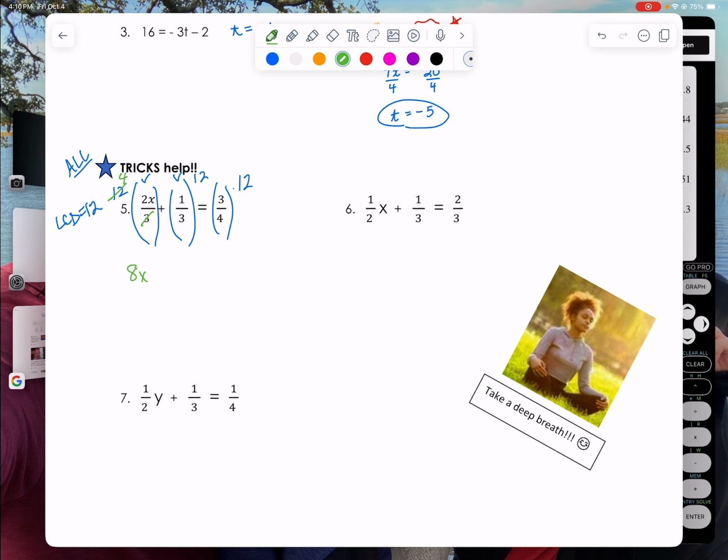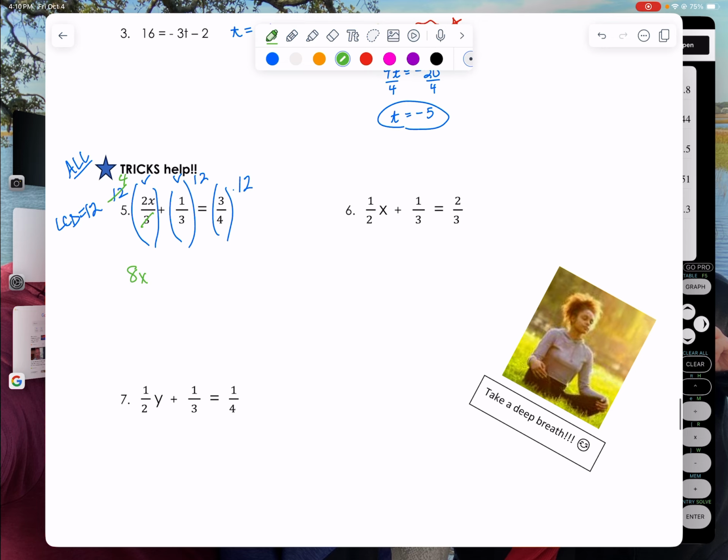I'm going to do the same thing. I've got 1/3 times 12. The 3 on the bottom goes into that 12 on the top 4 times. So I have left plus 1 times 4. So that's going to just be plus 4. And then the last one is 3/4 times 12. So 4 now goes into 12 3 times. And I'm left with 3 times 3, right? So 3 times 3 is going to give me 9.